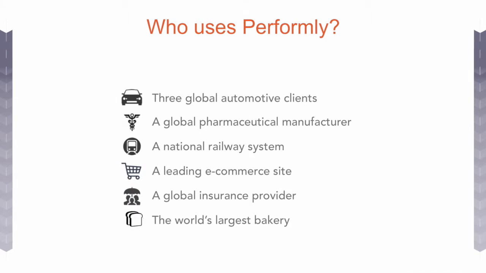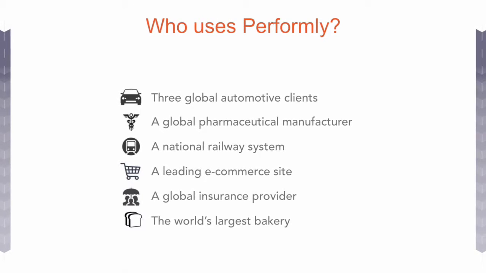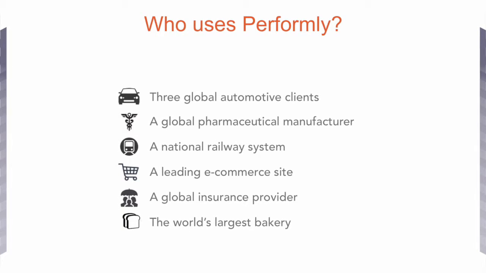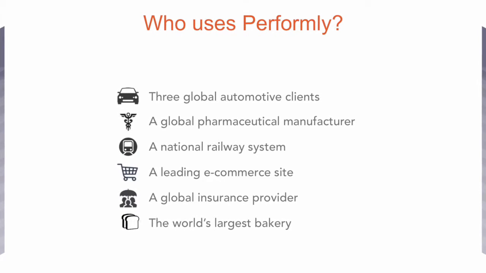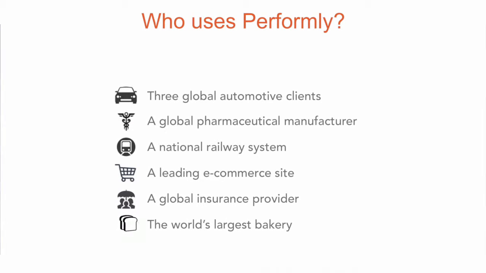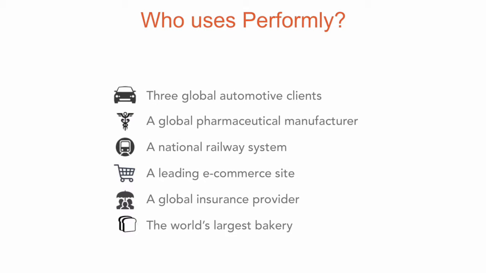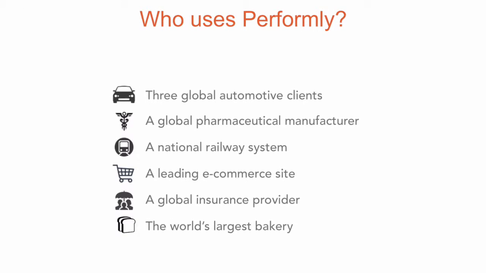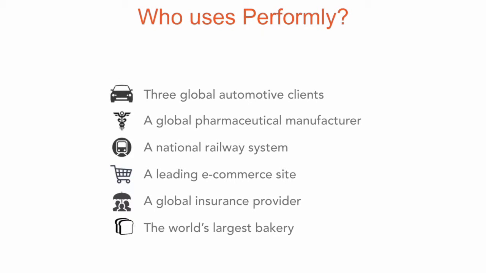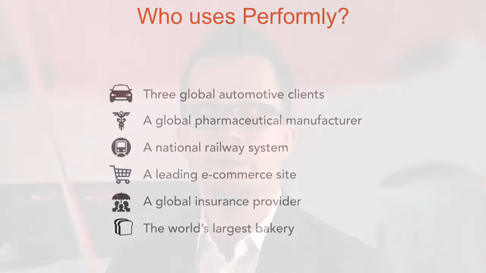We do have a global leader in the pharmaceutical industry, a national railway system, and this national railway system actually also evaluates the resonance of their content in other social media. So they are using the social listening data module that we offer. We have a leading e-commerce site as one of our clients, a global insurance provider with a great content strategy as well, and one of the largest bakeries in South America, actually, that use Performly today.